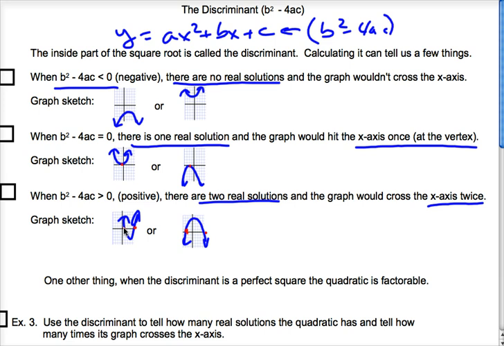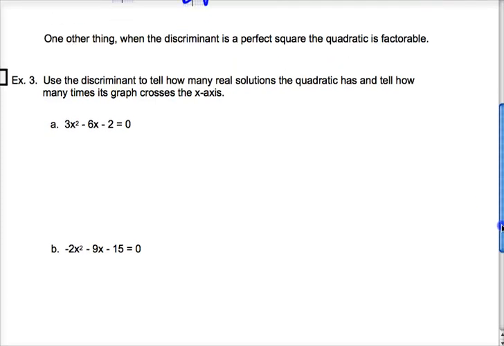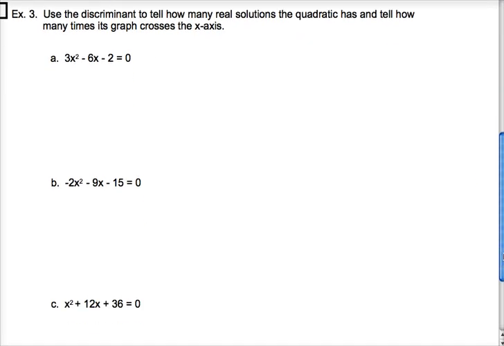Another nice thing about the discriminant is if you're not sure something's factorable, you can calculate the discriminant. If the discriminant is a perfect square, so if you do b squared minus 4ac and you get 4, you know that you could have factored. If b squared minus 4ac turns out to be 16, you know you could have factored because 16 is a perfect square. So the basics, just find b squared minus 4ac and tell me how many solutions you have.